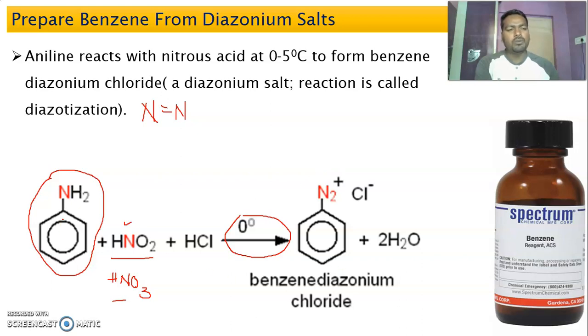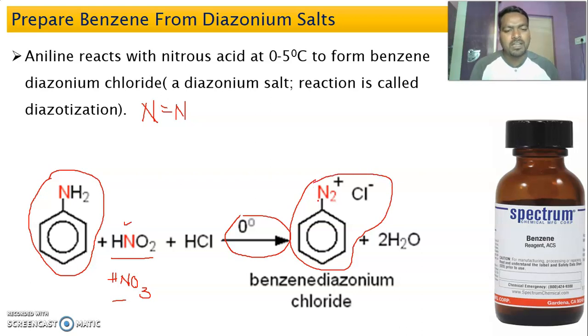You are going to prepare this diazonium chloride in the laboratory. There you are going to take aniline and keep it in a cold condition, and keep the reaction mixture in a cold condition. Then you are going to mix and run the reaction in a cold condition. You are going to get the product, which is called benzene diazonium chloride.